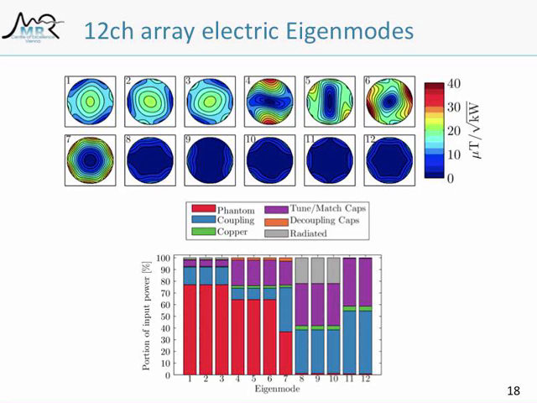So we have a 12 channel coil array. When you really look at it, the only thing that's really usable is 6 channels.